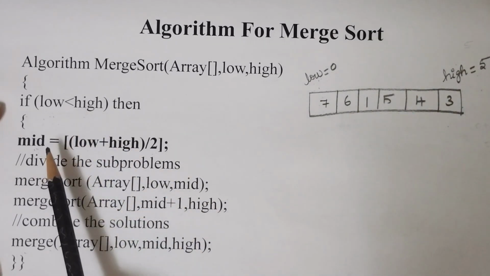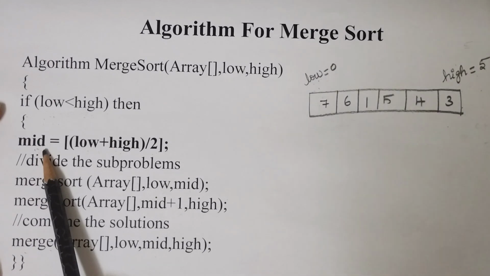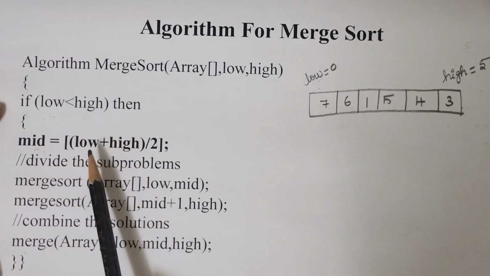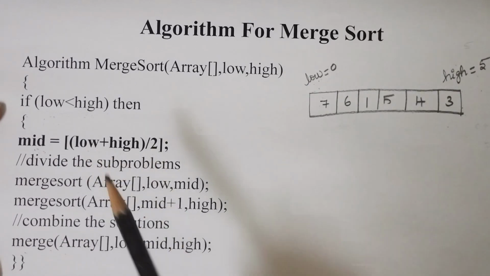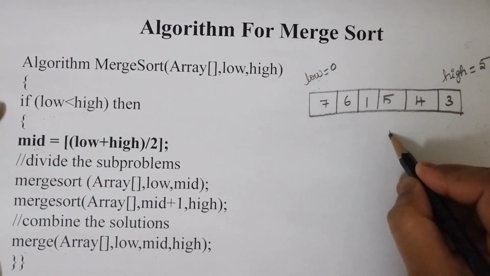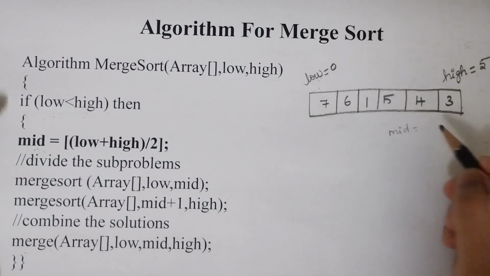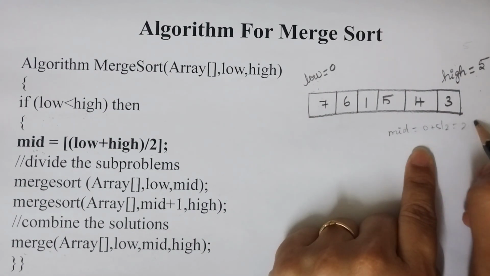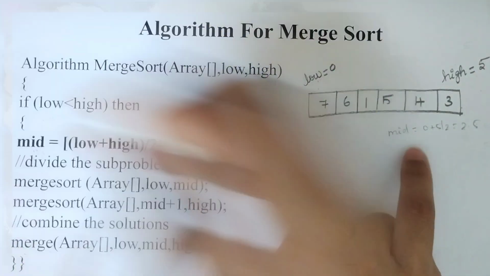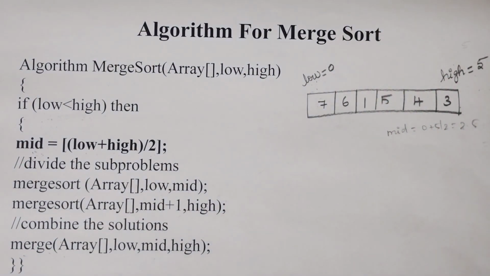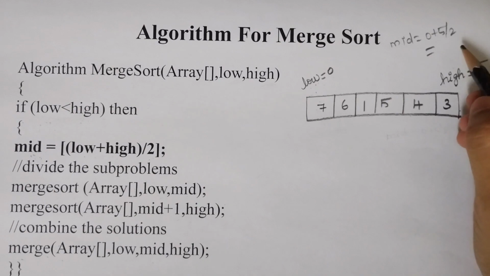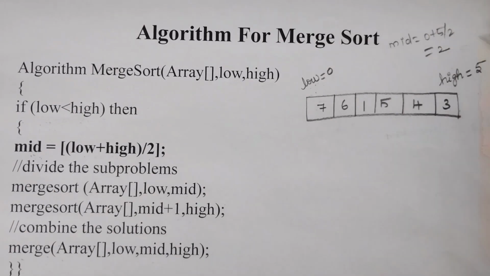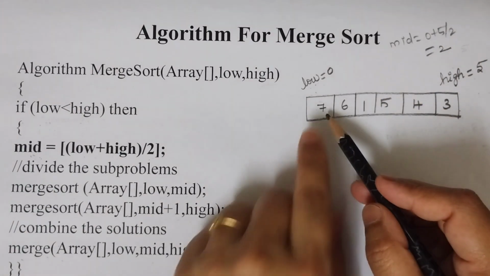For that reason, first you need to find the mid value. When you want to split the array, first we need to find the mid value, and that can be found by the formula low plus high divided by 2. So what is the mid value now? The mid value will be 0 plus 5 divided by 2, which is 2.5. Here I am going to take the floor value, and if I take the floor value, my mid value will be 2. So what is the value 2?